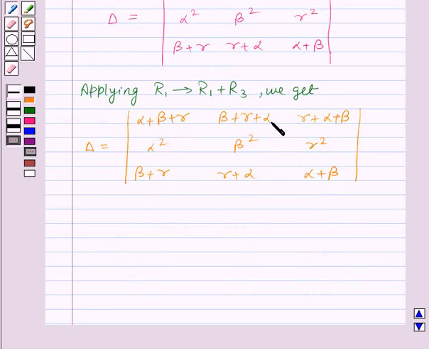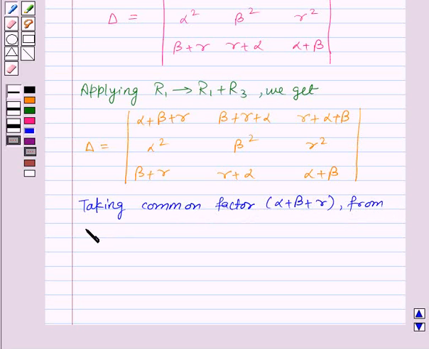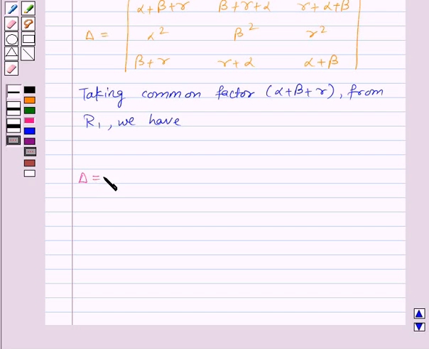Now, in the first row, alpha plus beta plus gamma is common in all the elements. So, taking common factor alpha plus beta plus gamma from R1, we have delta is equal to alpha plus beta plus gamma into the determinant of order 3 by 3 with elements 1, 1, 1, alpha square, beta square, gamma square, beta plus gamma, gamma plus alpha, alpha plus beta.